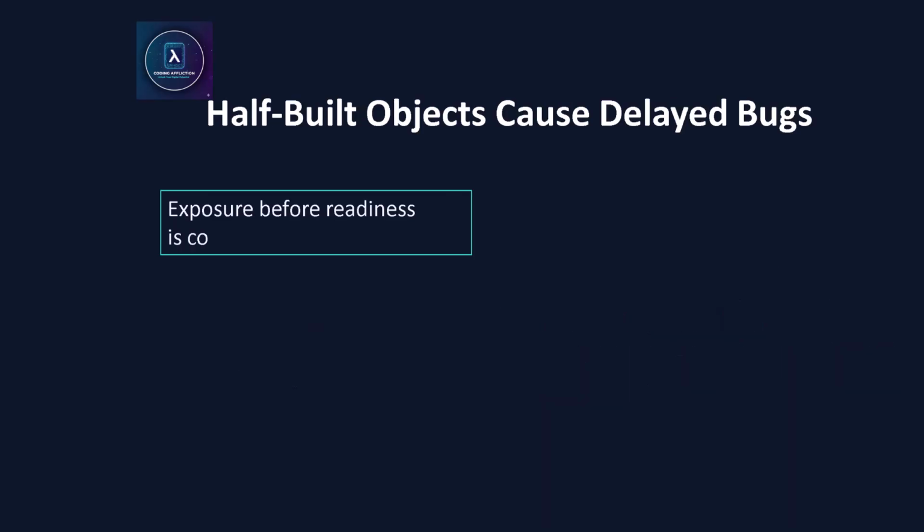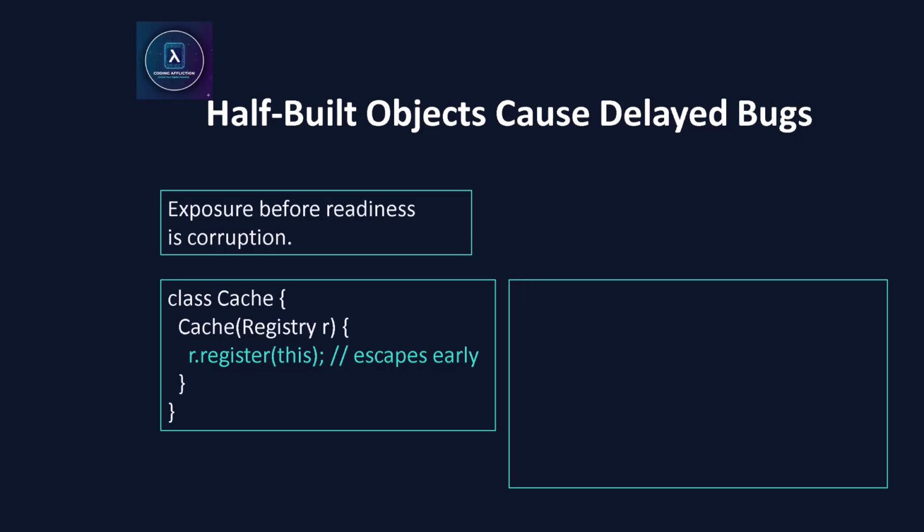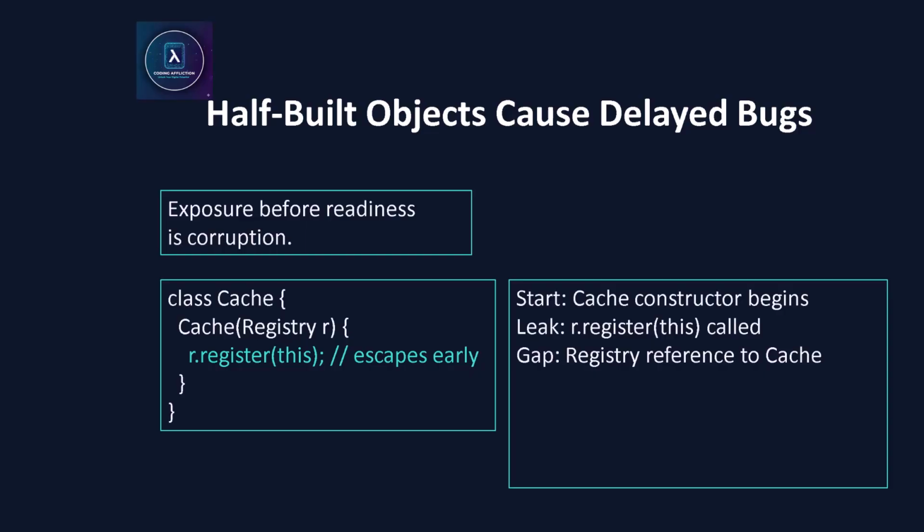When an object escapes during construction, other code can observe it before it's valid. That might be through a registry, a callback, or storing this somewhere global. The bug doesn't happen here. It happens later, when another execution path touches the object and assumes it's ready. These bugs are hard to trace because the failure is separated from the cause by time and control flow.